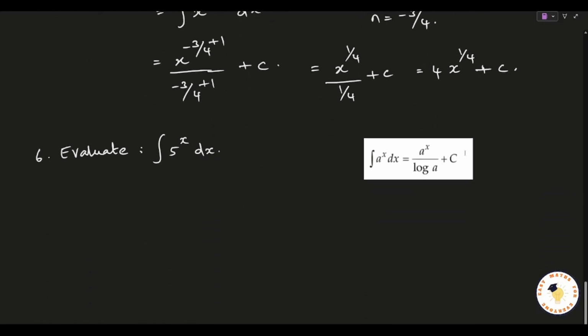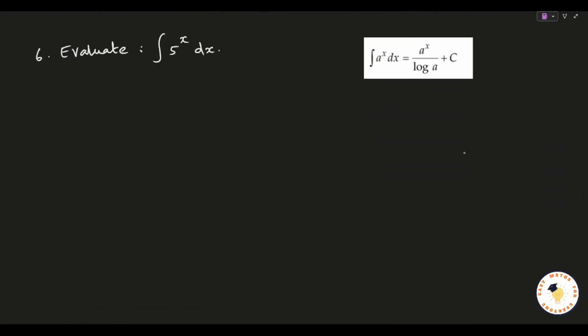And let us see the next sum. Evaluate integral 5 power x dx. We are going to use this formula here. Integral of a power x dx equal to a power x by log of a plus c. A equal to 5 here. Therefore, integral 5 power x dx is equal to 5 power x divided by log 5 plus c.